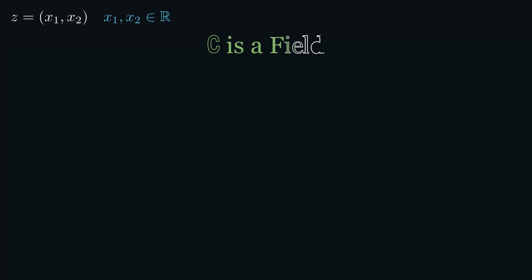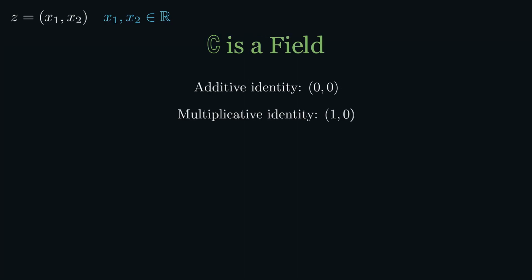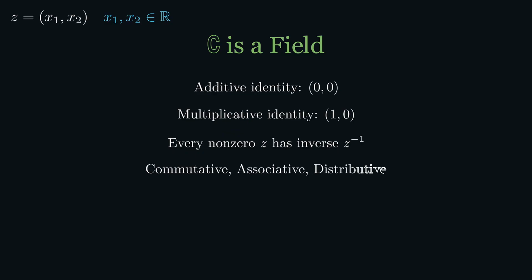With these definitions, the complex numbers satisfy the commutative, associative, and distributive laws. (0, 0) is the additive identity. (1, 0) is the multiplicative identity. Every non-zero complex number has a multiplicative inverse. C is a field. It has all the algebraic structure of R.